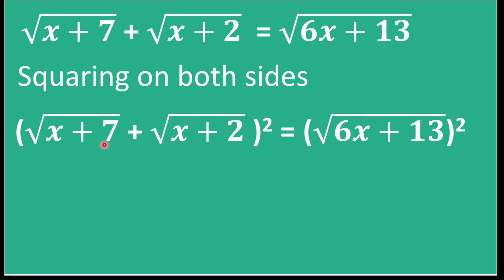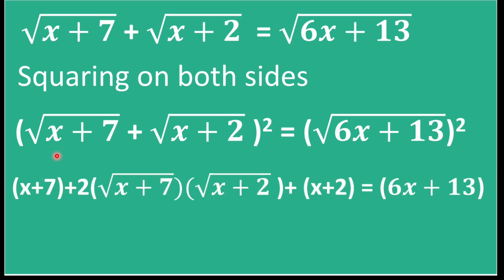here this is a and this is b, so we will apply a plus b whole square formula, and here this square will cancel this square root, so this will become a square. So a square means that square will cancel this square root, so this value will become x plus 7, and then plus 2ab plus b square. So b square means that square will cancel the square root, so this will become x plus 2, and here this square will cancel this square root, so it will become 6x plus 13.